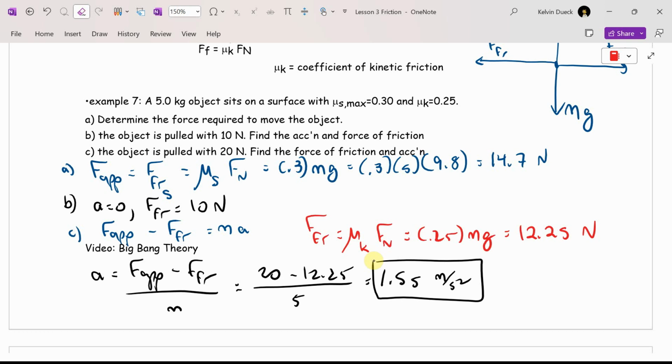I always talk about that because years ago I had a student ask me, Mr. Dueck, how come when I start to slide something, I have to push harder to get it moving, but then I can ease up a little bit? They'd noticed that. So this is the explanation.